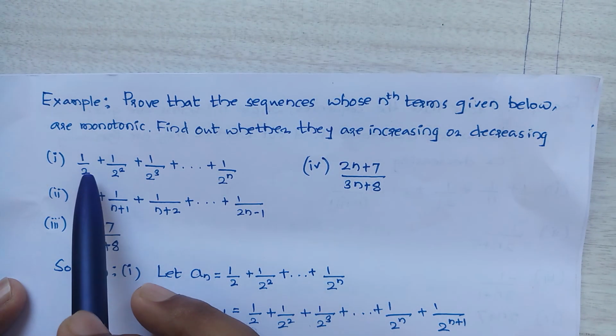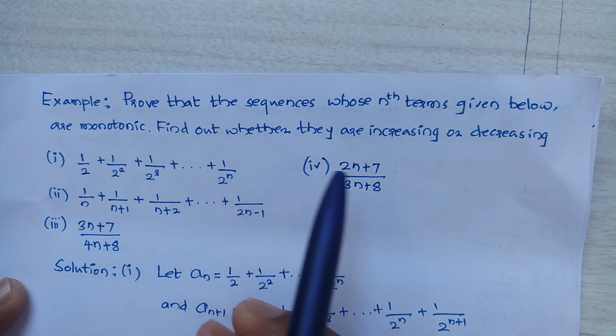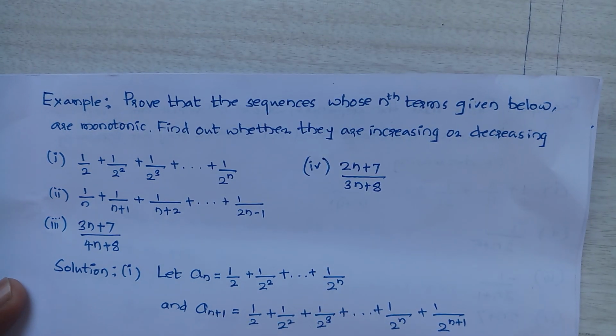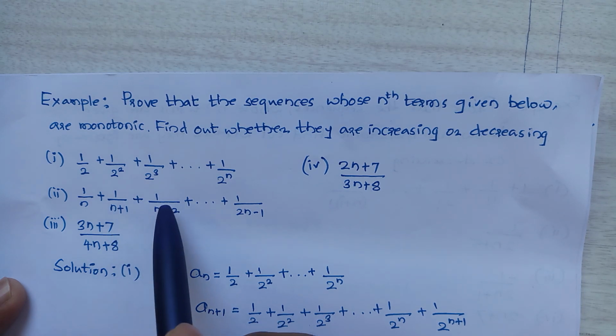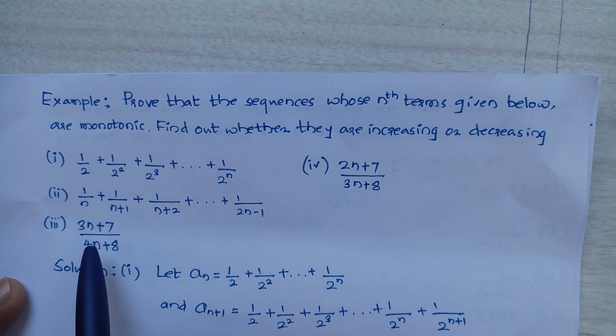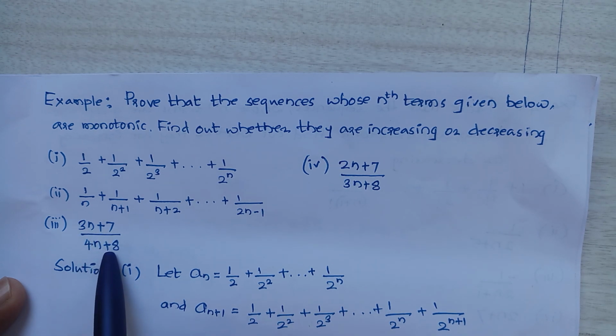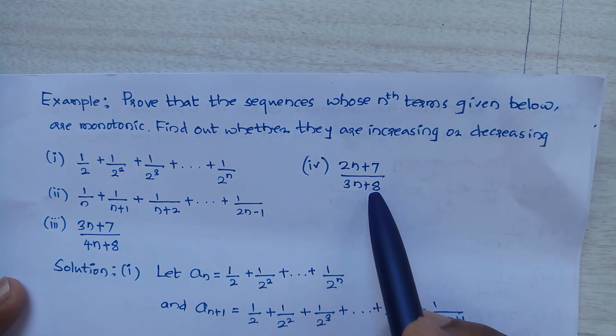The first example is 1/2 + 1/2^2 + 1/2^3 + ... + 1/2^n. The second example is 1/n + 1/(n+1) + 1/(n+2) + ... + 1/(2n-1). The third example is (3n+7)/(4n+8). The fourth example is (2n+7)/(3n+8).